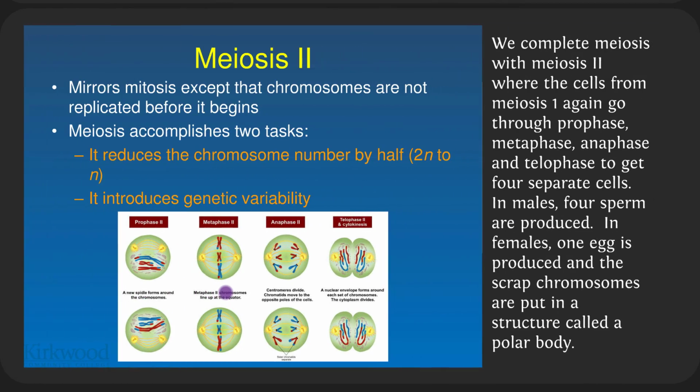We complete meiosis with meiosis 2, where the cells from meiosis 1 again go through prophase, then metaphase, line up on a metaphase plate, anaphase, where they kind of look like A's, and then telophase. In males, 4 sperm are produced. In females, 1 egg is produced, and the scrap chromosomes, that's kind of a horrible way of saying it, are put into a structure called a polar body.